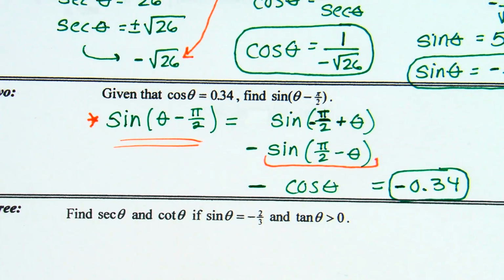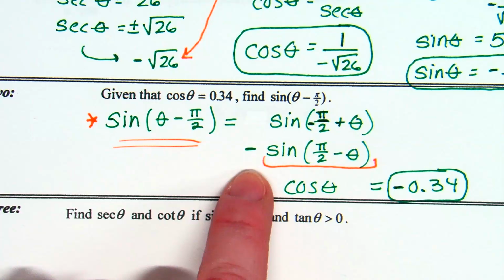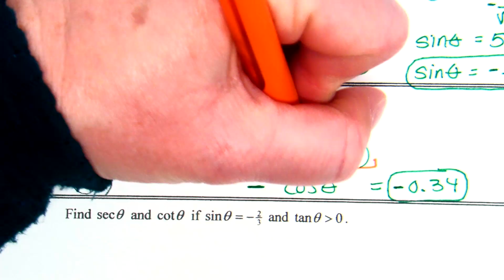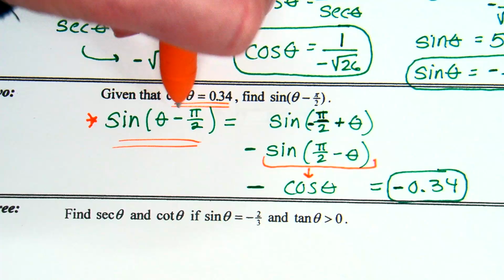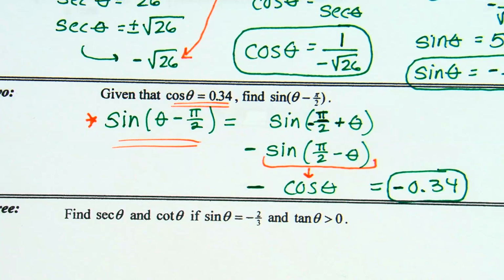And that's what we're trying to get to. We started over here, right? It said find sine of theta minus pi over 2. So I took several steps to connect it for you, to show you that sine of theta minus pi over 2 is just negative pi over 2 plus theta. Then if I factor that negative out, it's the negative of sine of pi over 2 minus theta, which, according to our identities up above, is cosine. And so it's negative of cosine. But cosine was defined to be 0.34, so negative cosine is negative 0.34.